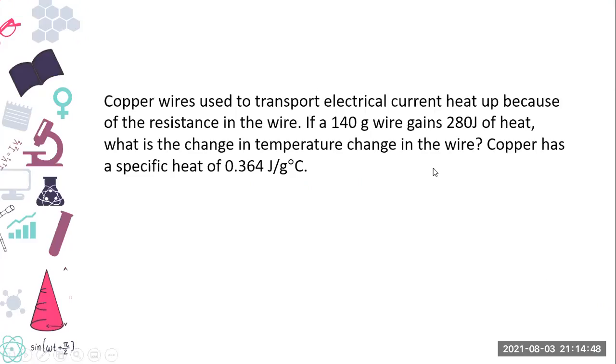Okay. So the problem says copper wires used to transport electrical current heat up because of the resistance in the wire. If a 140 grams wire gains 280 joules of heat, what is the change in temperature in the wire? Copper has a specific heat of 0.364 joules per gram degree Celsius.